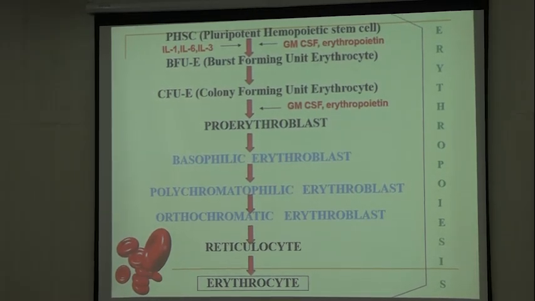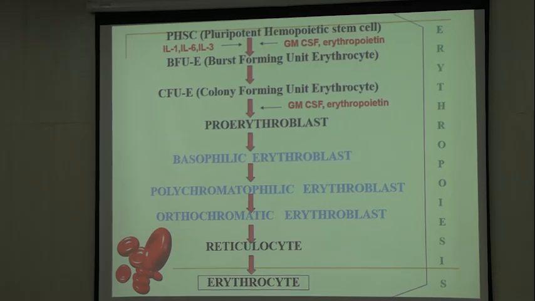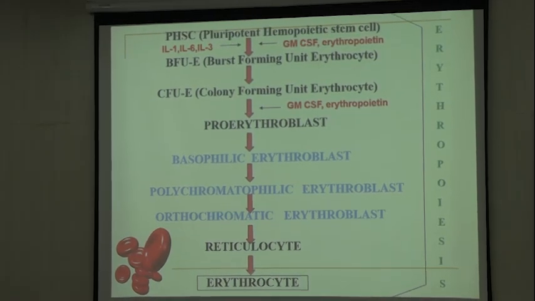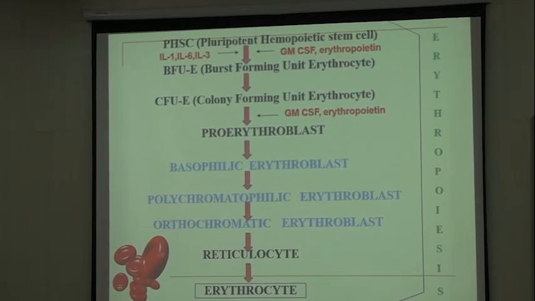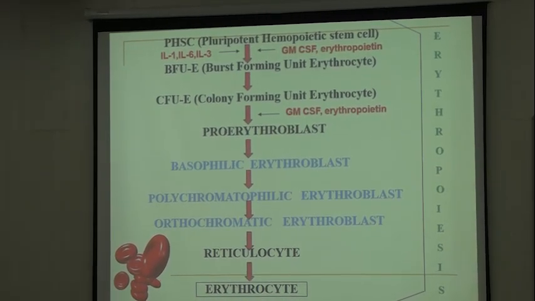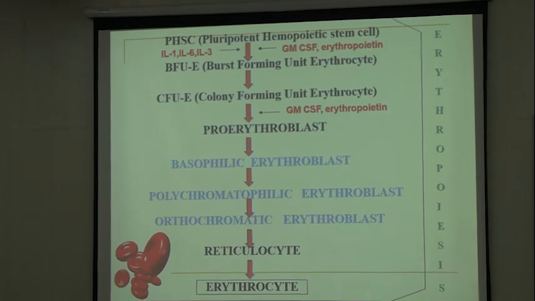And erythropoietin is also essential for divisions and differentiation, the transformation from this to this. What is erythropoietin? An alpha globulin.